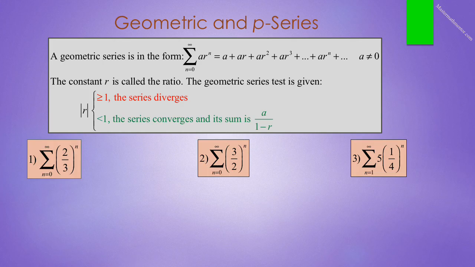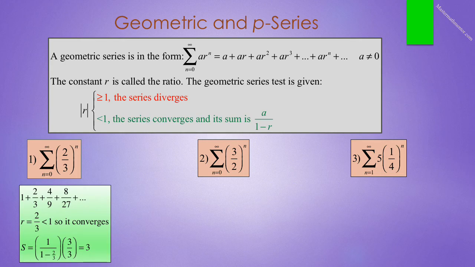Following our 9 infinite series, use the geometric test to determine whether each series is convergent or divergent, and if it is convergent, find its sum. Number 1 reads summation n equals 0 to infinity of (2/3) to the n, which is 1 plus 2/3 plus 4/9 plus 8/27 plus dot dot dot.